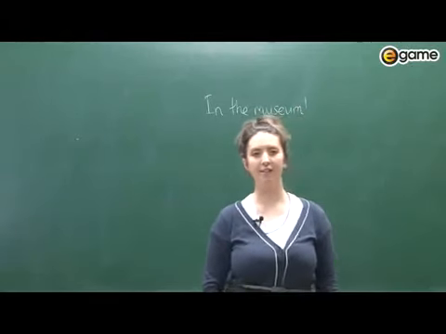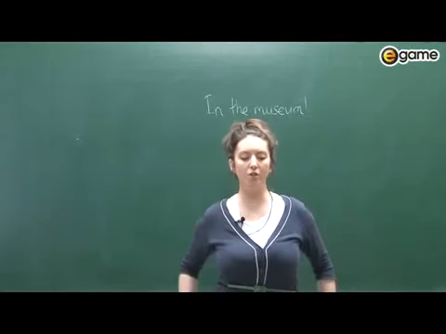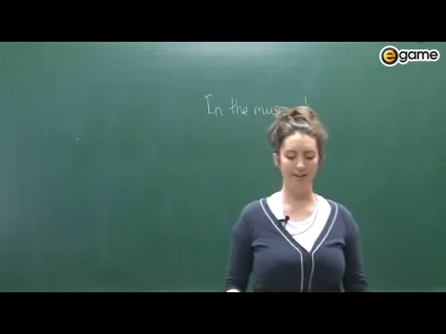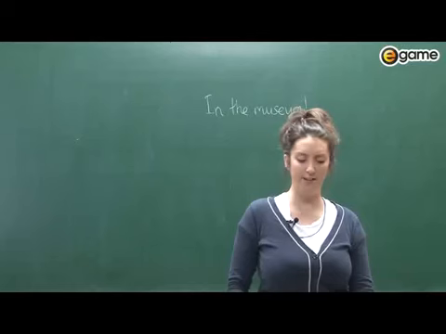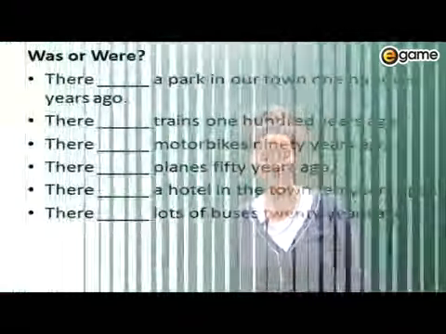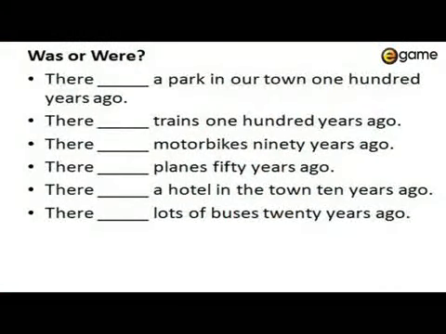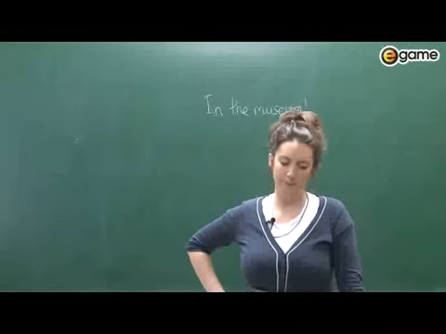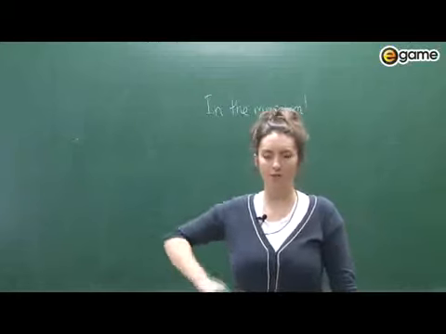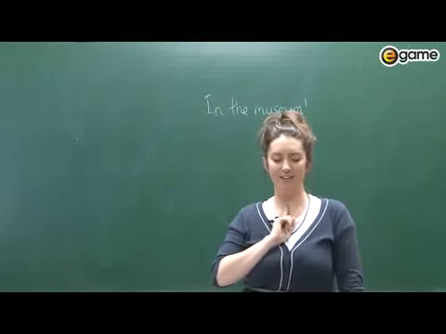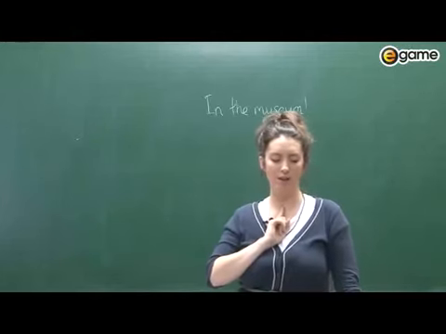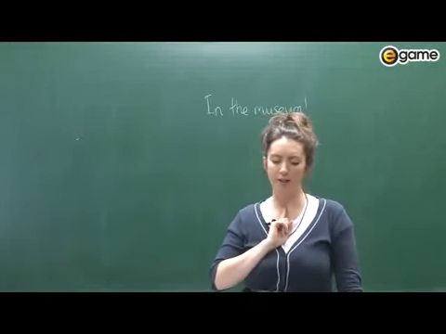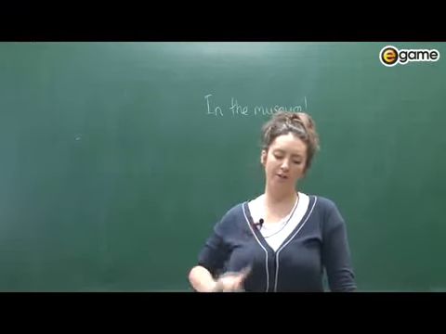Okay, so let's choose was or were and fill in the gaps on the slide. So number 1, was or were. There blank a park in our town 100 years ago. Okay, so a park, just one, singular, so it's was. There was a park in our town 100 years ago.